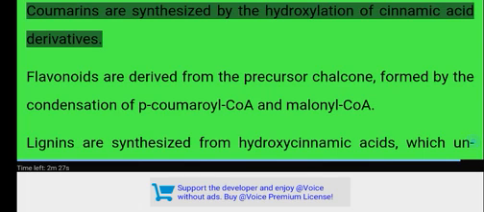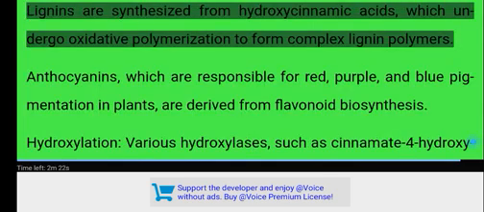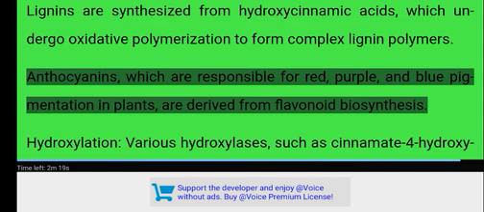Coumarins are synthesized by the hydroxylation of cinnamic acid derivatives. Flavonoids are derived from the precursor chalcone, formed by the condensation of p-coumaryl-CoA and malonyl-CoA. Lignans are synthesized from hydroxycinnamic acids, which undergo oxidative polymerization to form complex lignin polymers. Anthocyanins, which are responsible for red, purple, and blue pigmentation in plants, are derived from flavonoid biosynthesis.